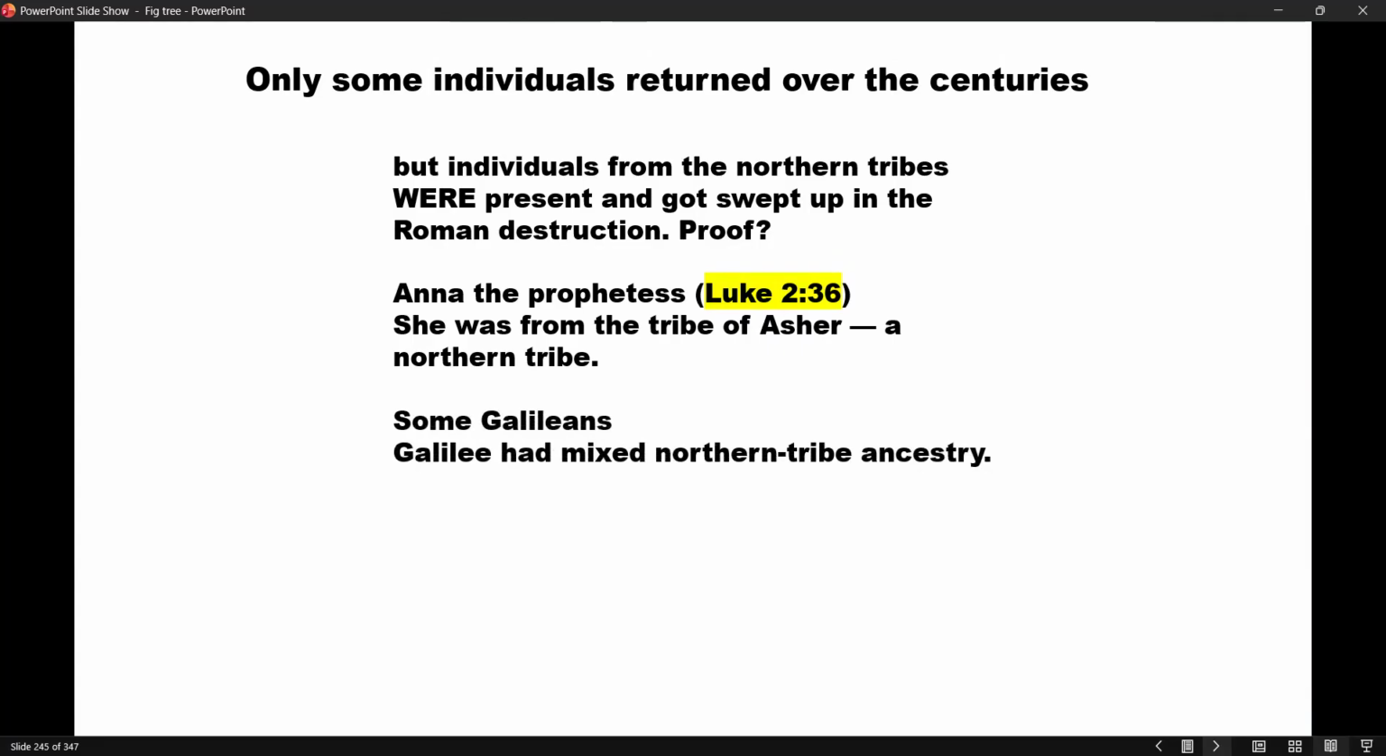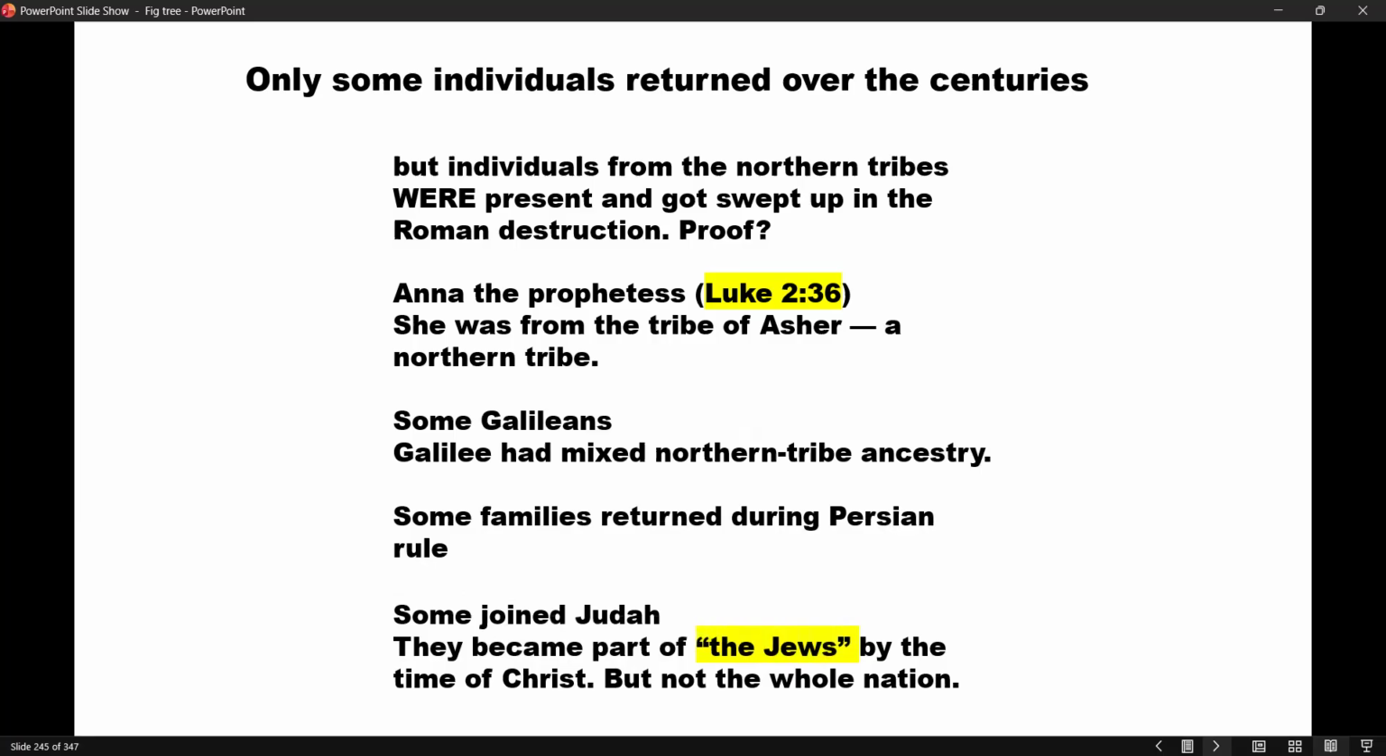This is why the Mashiach started his ministry around these places, around where the fish was at. Some families returned during Persian rule. Some joined Judah. They became part of the Jews by the time of Christ, but not the whole nation as a whole. Only Mashiach can do that. And we know that. That's why the little hat people in Jerusalem cannot be. Can't be, they ain't nobody, but you gotta have history.